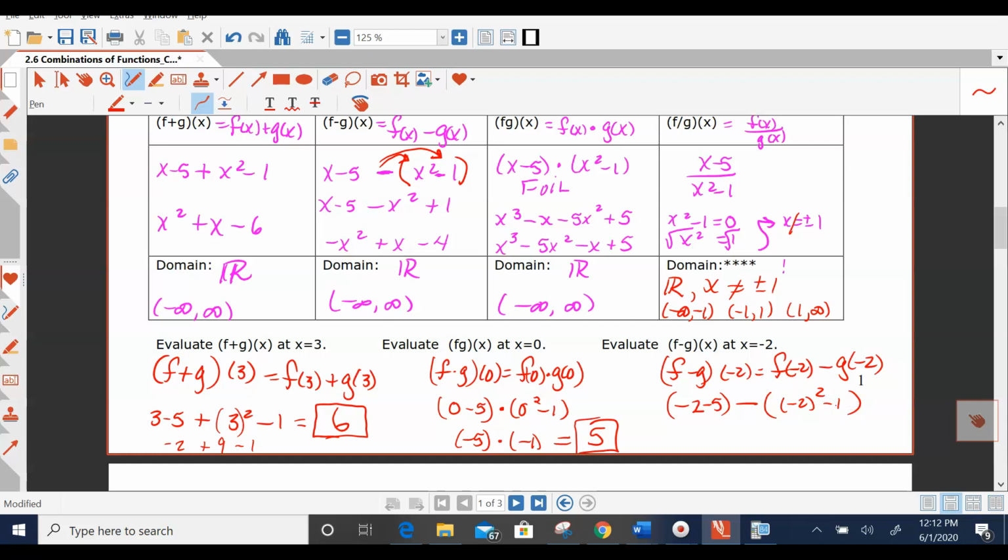So let's find those two values and subtract them. So negative 2 minus 5 will be a negative 7, minus negative 2 squared would be 4 minus 1, which would be 3. So I get negative 7 minus 3, which would be a negative 10.